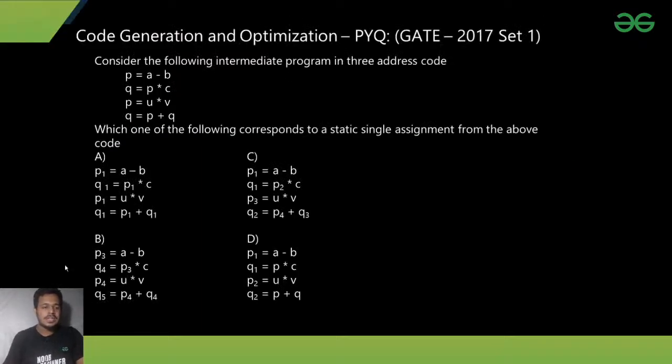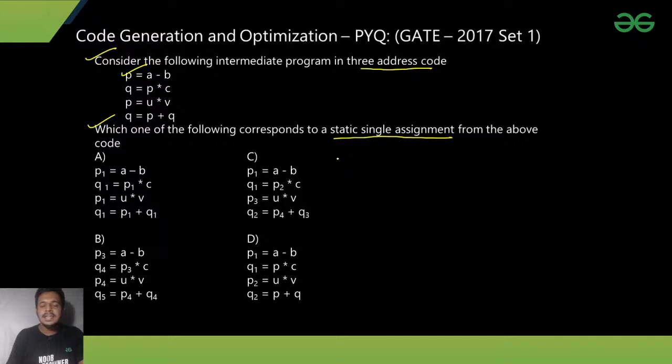So our first question is the GATE 2017 set 1 question. Let me change the color of the ink first. Here you can see the intermediate code, that is a 3 address code, is given. We need to find which one of the following corresponds to a static single assignment from the above code. Before starting the question, we should know what the static single assignment is.